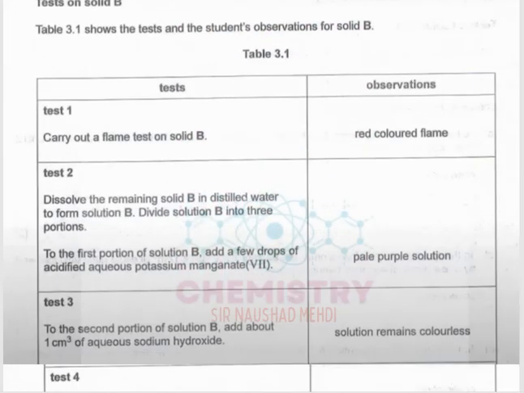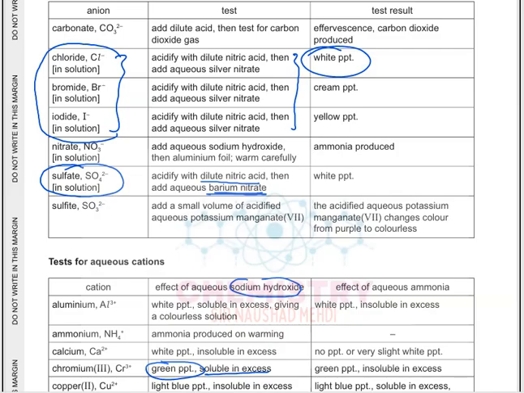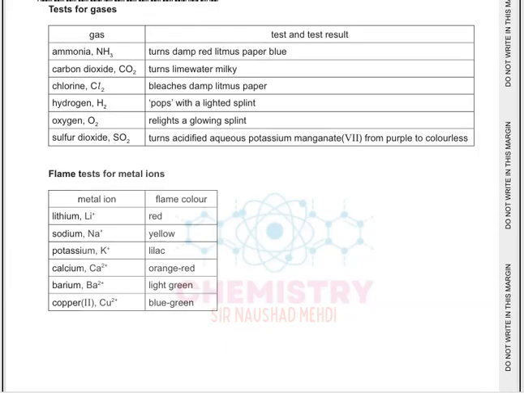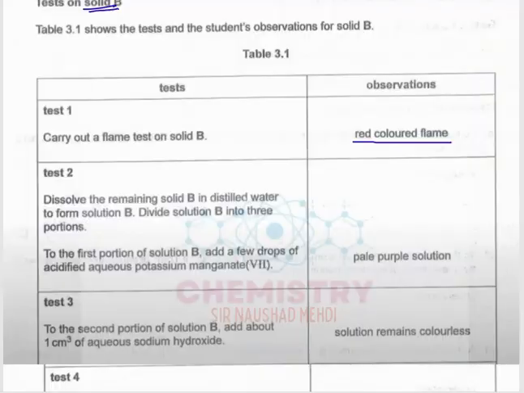Now these are the tests on solid B. First of all, it says he has carried out a flame test, and this flame test produces a red color flame. So go to the table and check which metal produces the red color flame. It's lithium. So in solid B, the lithium ion is present, which is giving you a red color flame.